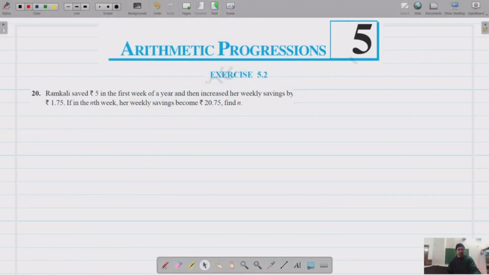Alright, so for question number 20, they say that Ramkali saved rupees 5 in the first week of a year and then gradually increased her weekly savings by rupees 1.75, and if in the nth week her weekly savings become 20.75 rupees, we have to find the value of n for that week.